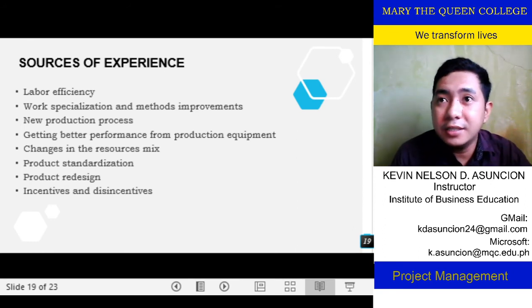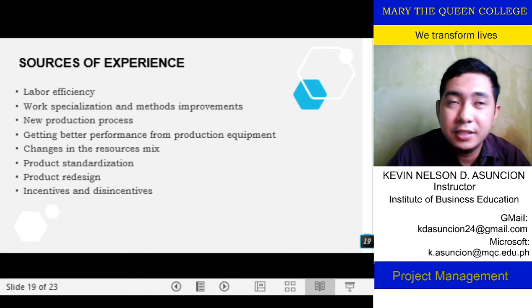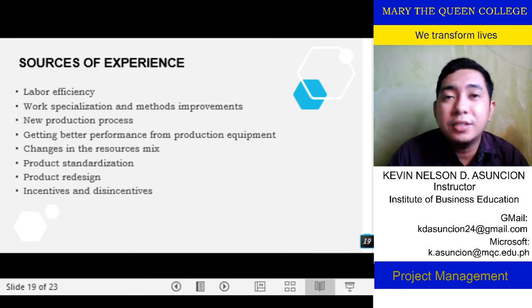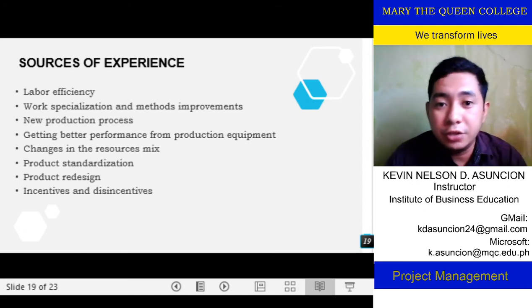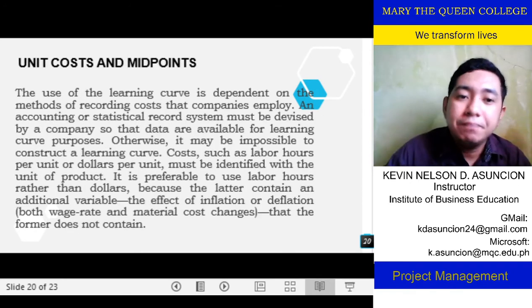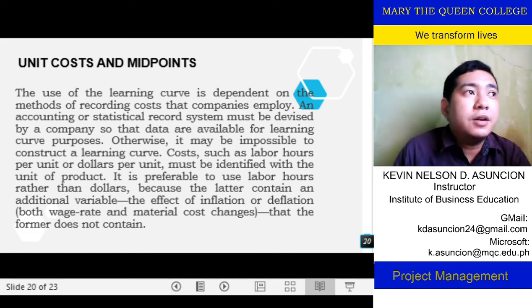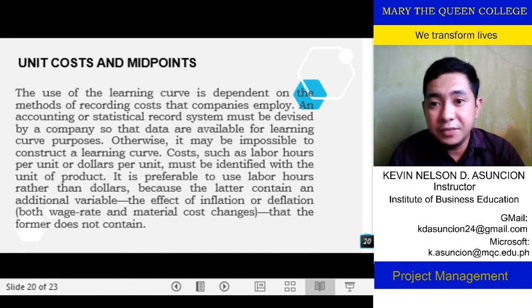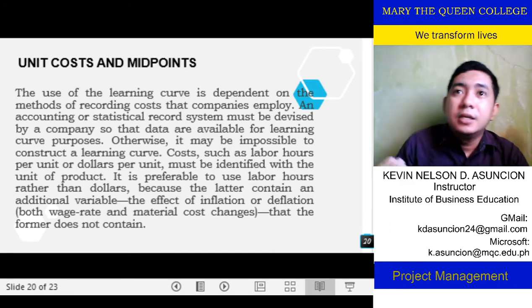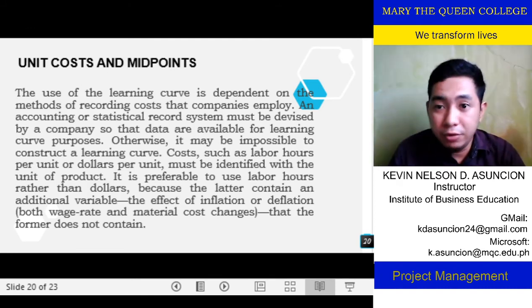Ito yung, again, it's not just that it cannot be quantified, yung incentives. What you can study is the effect of incentives on the motivation of your employees. Okay? So, ang hinahanap kasi ng learning curve is you are able to do that economies of scale. That means makikita mo yung spread out mo yung gastos.